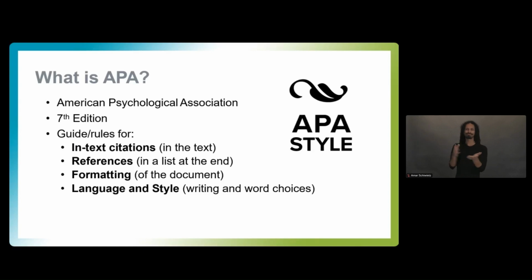We're going to be talking about the 7th edition today, and the APA 7th edition provides a range of guidance on in-text citations, references, formatting, language, and style. So in our APA series, we do cover all 4 of these aspects, and today we're going to focus on references.